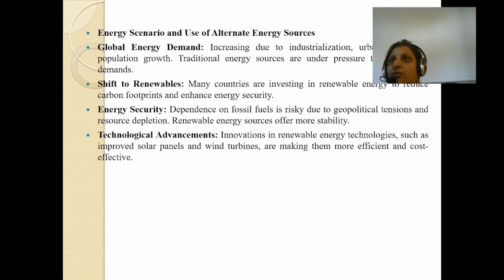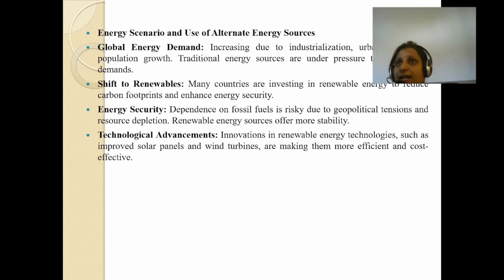Dependence on fossil fuels is risky due to geopolitical tension and resource depletion. It is very risky when there is a fight. So what will happen? The person who is dependent on fossil fuels will not get diesel and everything. So it becomes very risky because political tensions always go on, and resources also get depleted. It is not certain that supply will stay at the same level as before.